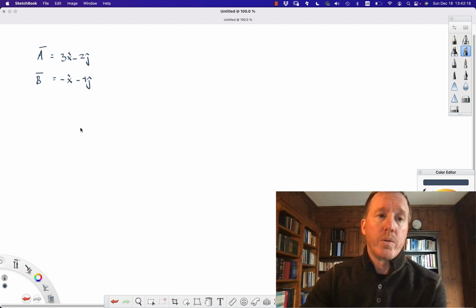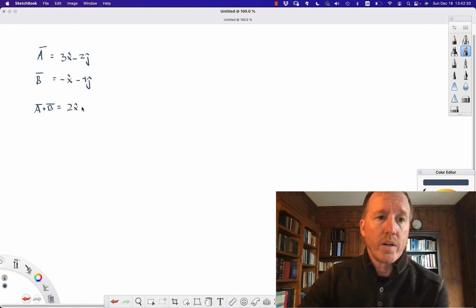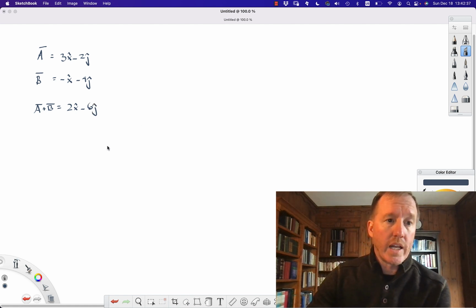We're supposed to compute A plus B. Well, that's pretty straightforward. You just remember you add the components of the vector. So it'll be 3 in the x direction minus 1 in the x direction, which is 2 in the x hat direction. And then here you take -2 minus 4, which is -6 in the j hat direction. So that would be the value of vector A plus B.